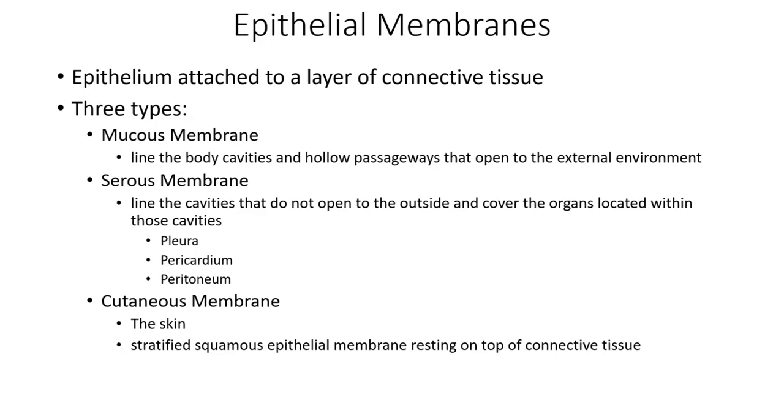And then our third type of epithelial membrane is cutaneous membranes, and this is going to include the skin and other stratified squamous epithelial membranes that rest on top of connective tissue. We'll talk a little bit later about what stratified squamous means. That's going to be in the epithelial section of the tissue types.